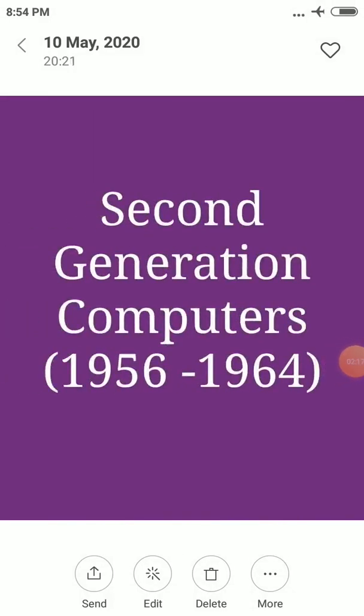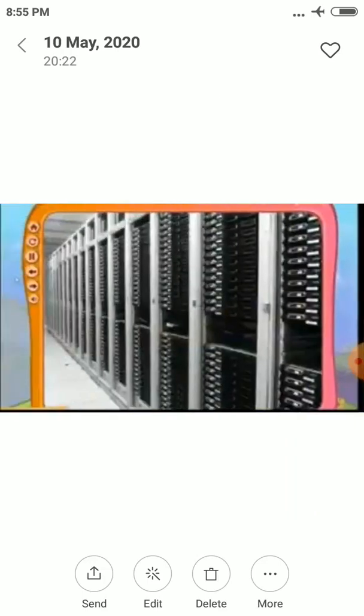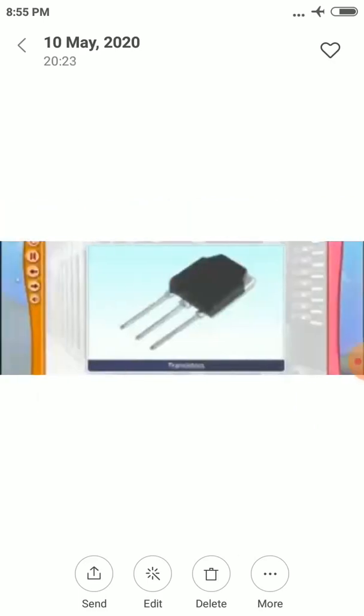Now, second generation computers. The second generation computers were developed between 1956 and 1964. Now, what is the difference between the first and second generation computers? The second generation computers used transistors instead of vacuum tubes. As transistors are smaller than vacuum tubes, computers became much smaller in size. They also became faster and cheaper.